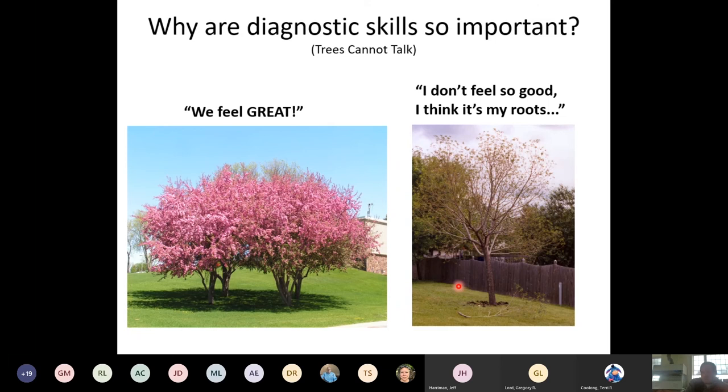And it turns out that the tree had a bacterial infection in its roots called crown gall, caused by the bacteria Agrobacterium is the name of the bacteria. I'm going to talk a little bit more about this particular situation, but again, why are diagnostic skills so important?